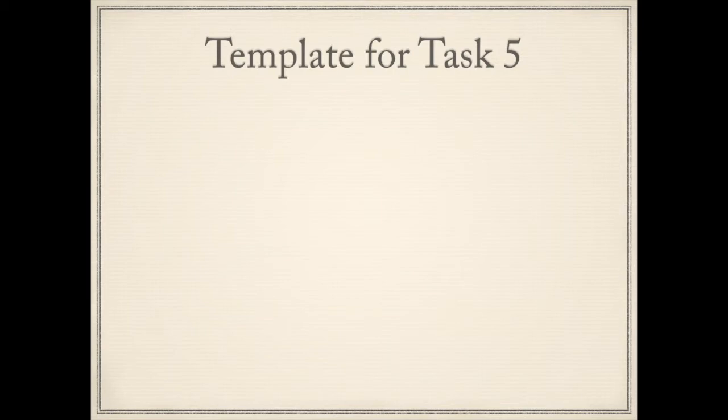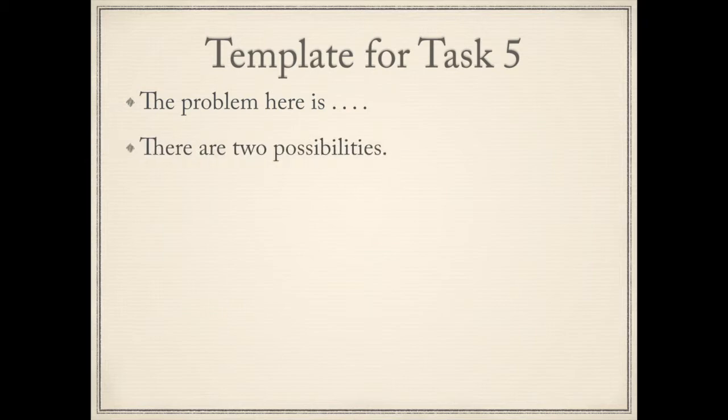Okay, so let's take a look at some specific sentence templates. So the problem here, or the dilemma that the girl, the man, they are facing, the issue here is, and there are two possibilities, two possible outcomes, two solutions. It doesn't matter. Transition. Note very clearly in your words that you are transitioning into the next part.